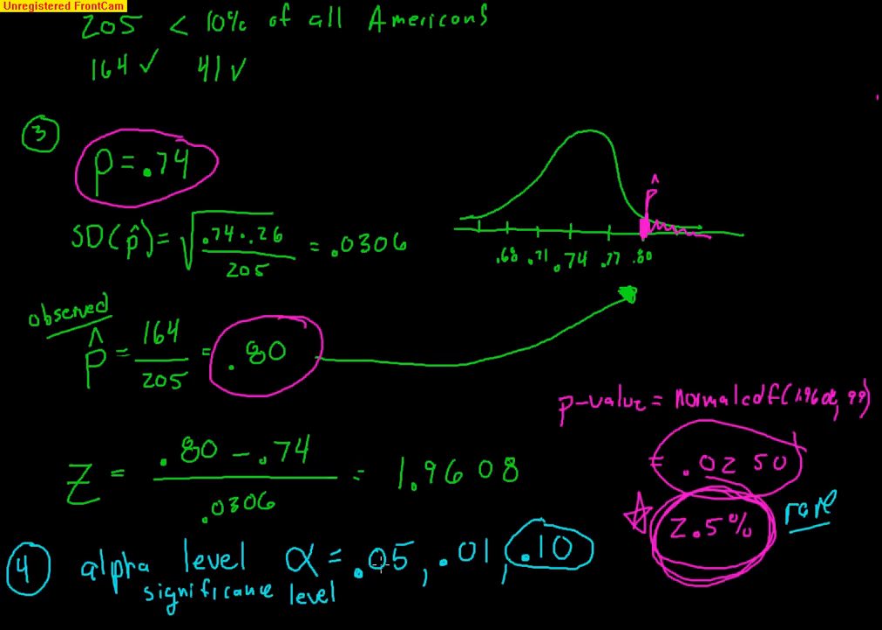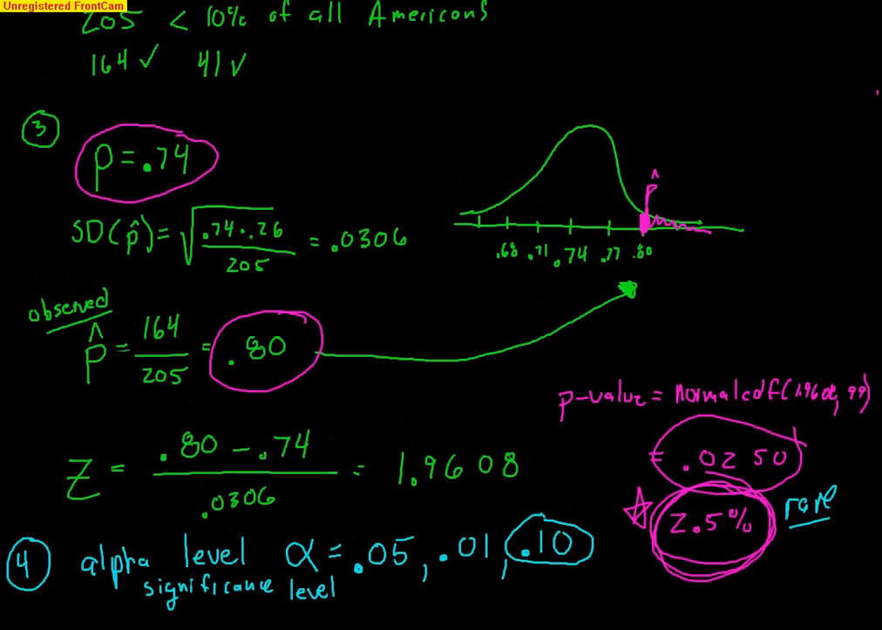Okay? Or if you want to go with a significance level of 0.01, that means anything below 0.01, or anything below 1%, is considered significant. Anything above 1% would be considered not significant. So for our particular problem, if we stick with a 0.05 alpha level, we would in fact claim that 2.5% was significant. It was rare. Meaning that seeing this 80% was something special.